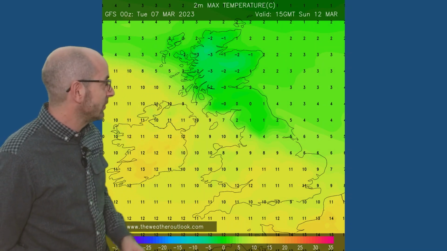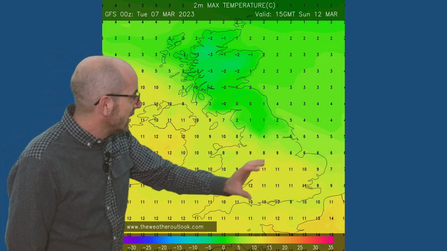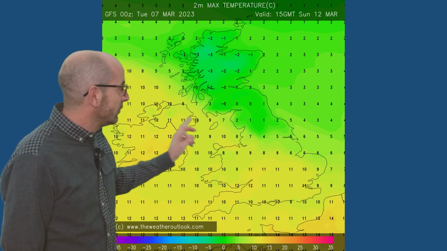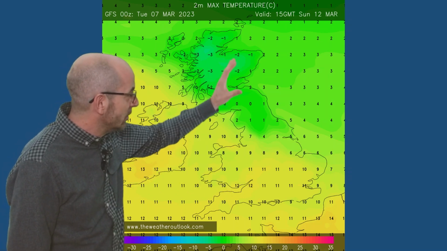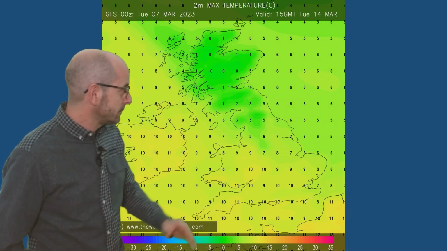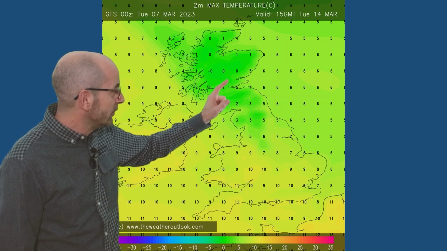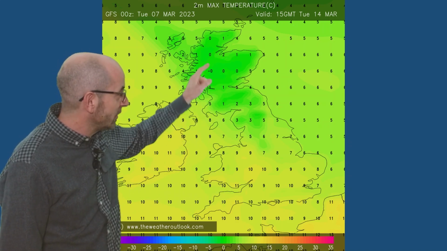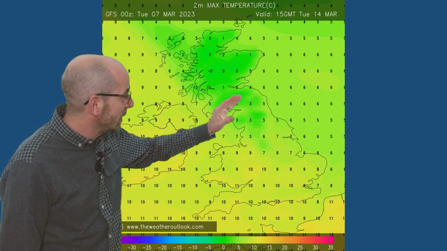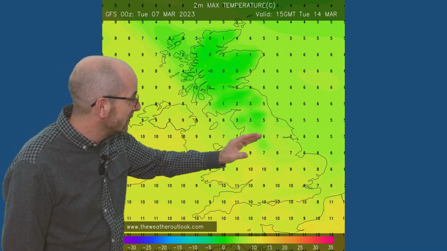15 GMT, Sunday afternoon, Sunday the 12th, so in the afternoon, forecast maximums. It's mild across southern and central regions, Northern Ireland by this point, but it's staying cold there in the north. And by Tuesday, it's a similar story. Still quite cold in Scotland, especially the northern half where there's that chance of snow. But as you head southwards, temperatures are increasing, so double figures in much of southern Britain.